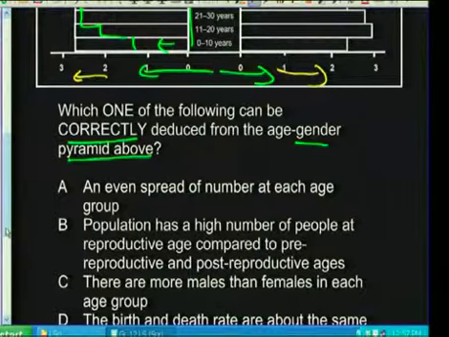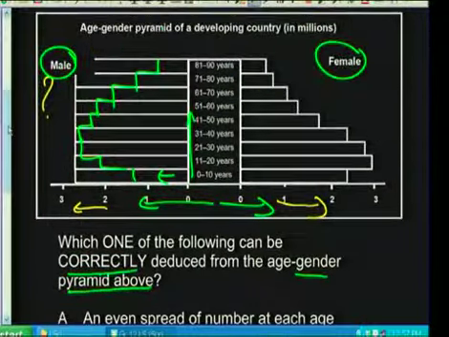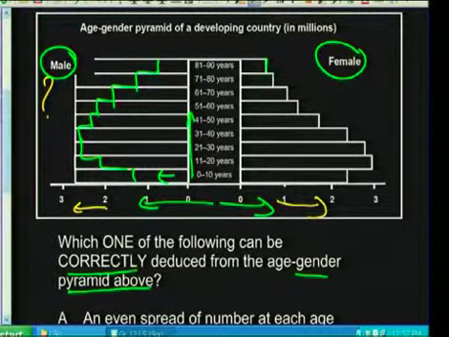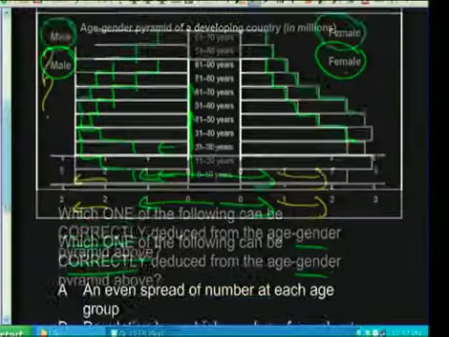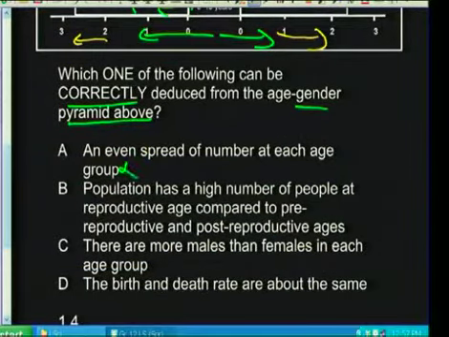A, an even spread of numbers at each age group. And if we look up, do we see an even spread of numbers? Unfortunately, that is not indicative of this graph. It's not even. So that will definitely not be correct.